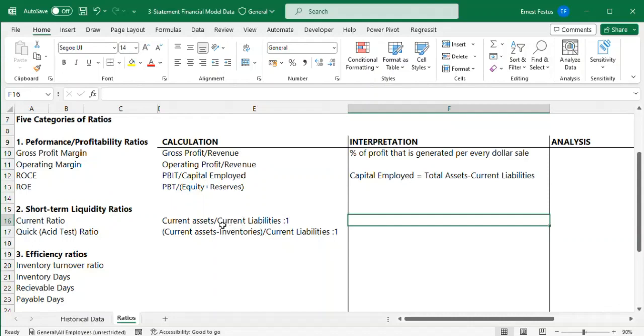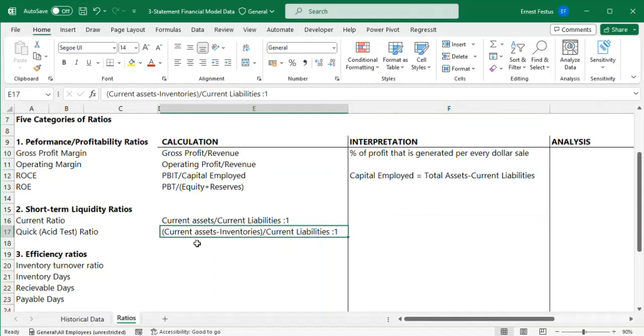Okay, so that is a limitation on the current ratio, and so the quick or the acid test ratio comes to correct that anomaly. It comes in to correct the anomaly by eliminating the slower moving item, which is the inventories. Okay, which is the inventories.